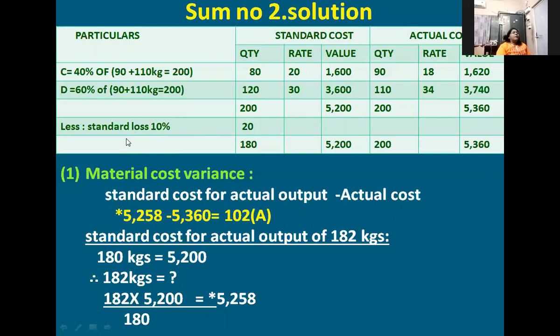On that, we may expect a standard loss. Already we made an estimation, that is a predetermined one. That loss will happen at 10%. So 200 into 10% means the loss is actually 20. So 200 minus 20, what is the standard quantity? 180. So finally we can conclude 180 is the standard quantity. That value is 5200.